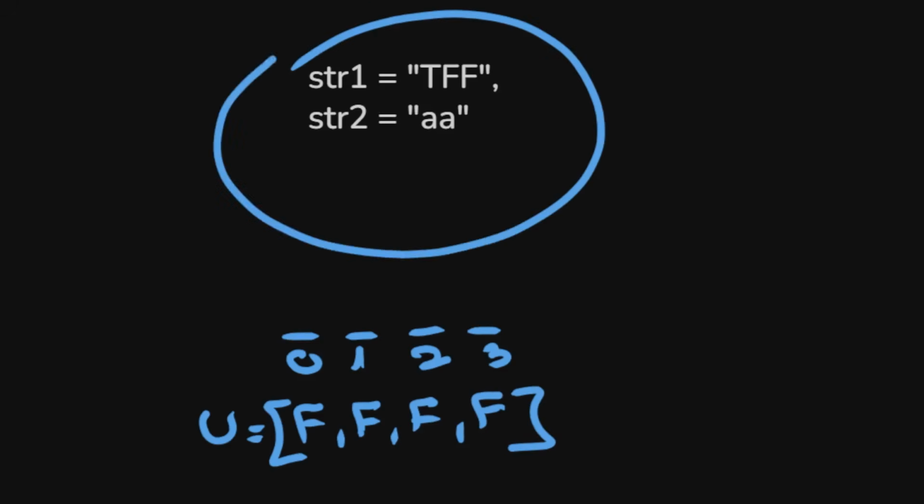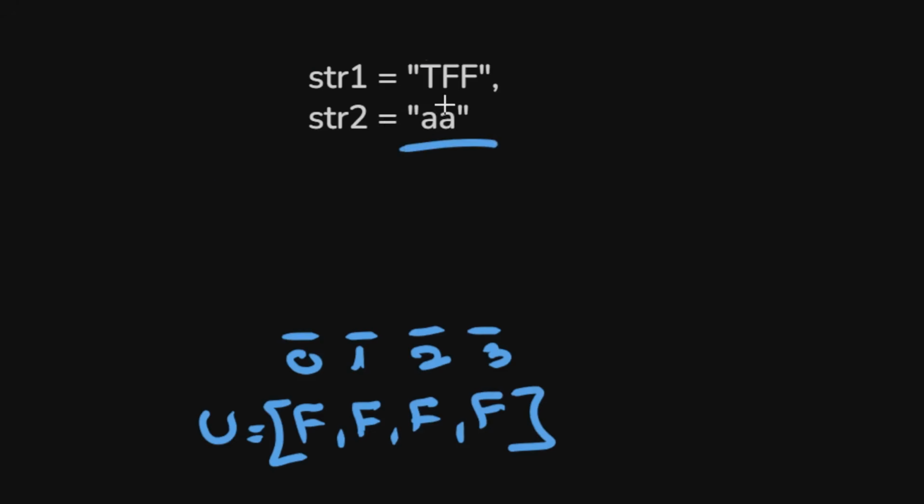And finally, what if we're given this input? String number 2 is AA and we have TFF. First, we iterate this T. So given that this has the length of 2, we are looking at this substring. And this should be equal to AA. So here we put A, here we put A. And we are using these two positions, so this is now true and this is now true.